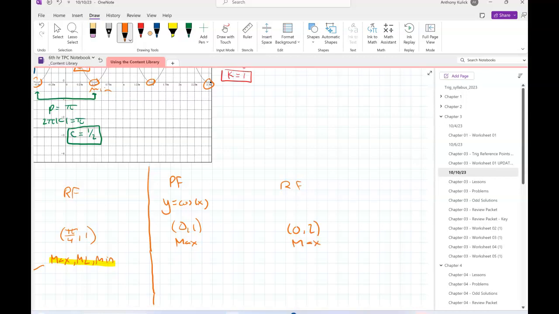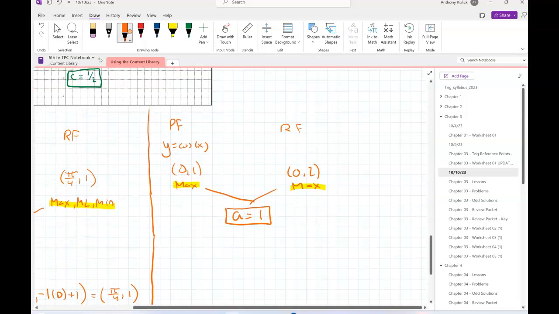And I noticed that that was a maximum. Because they're the same type of extreme point, what does that tell me about the A? Positive, right? Because they're both maxes. Everybody okay there?